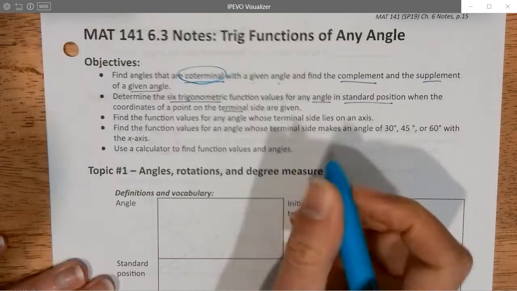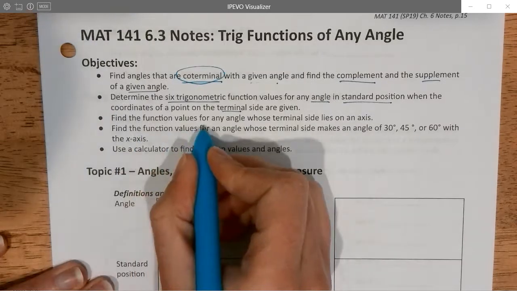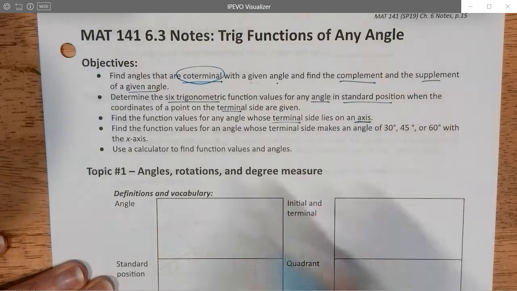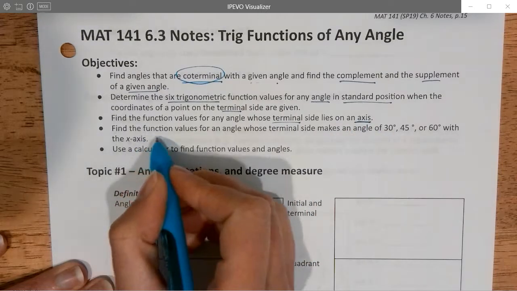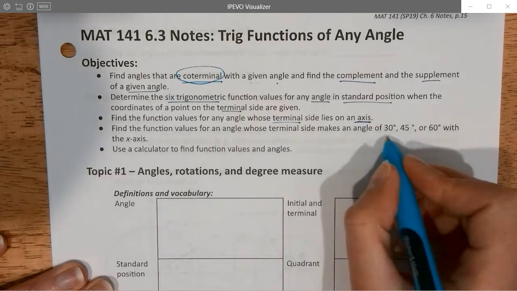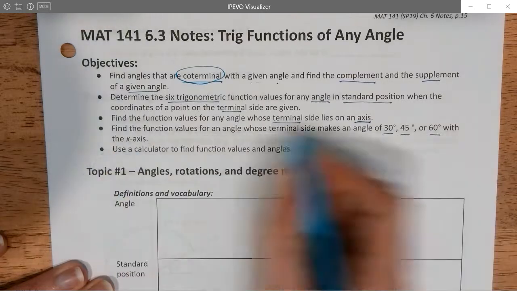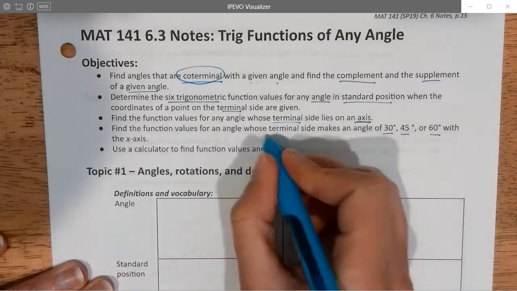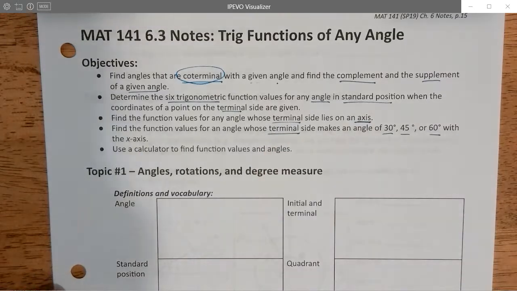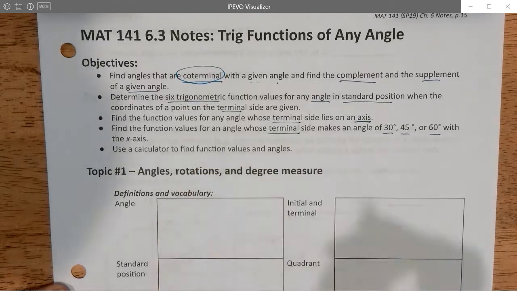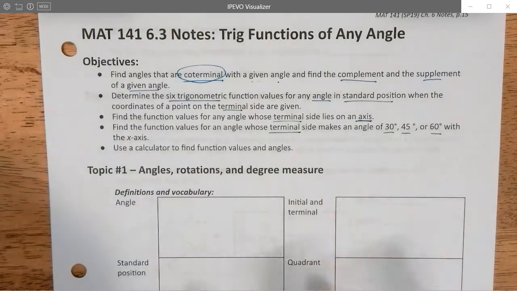Excellent. Then we're going to find function values for any angle whose terminal side lies on an axis. That's going to be new. And then find function values for any angle whose terminal side makes an angle of 30, 45, or 60 with the x-axis. So that'll be some things that we've already done. Again, working with those terminal sides is going to be new for us. And then we're going to use our calculator to find function values and angles. Excellent. Okay, so lots of good stuff in this section here.